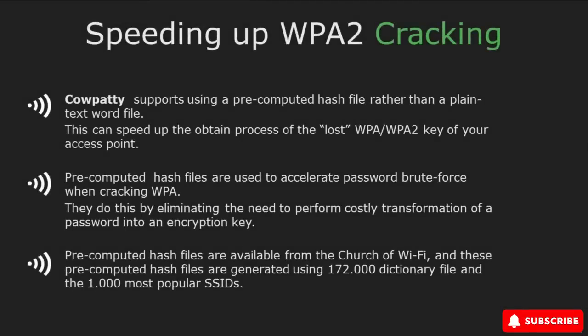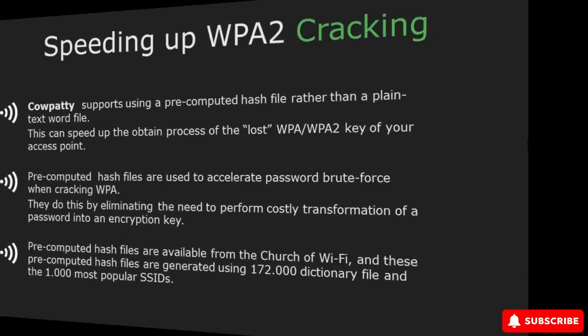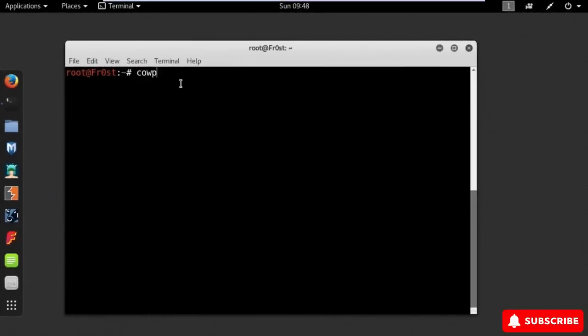Hi and welcome. In this video I will show you how you can speed up the WPA cracking process using coWPAtty and genpmk. CoWPAtty supports using a pre-computed hash file. Pre-computed hash files are used to accelerate the cracking process by eliminating the transformation of a password into an encryption key. So I will switch to my Kali machine and type cowpatty.